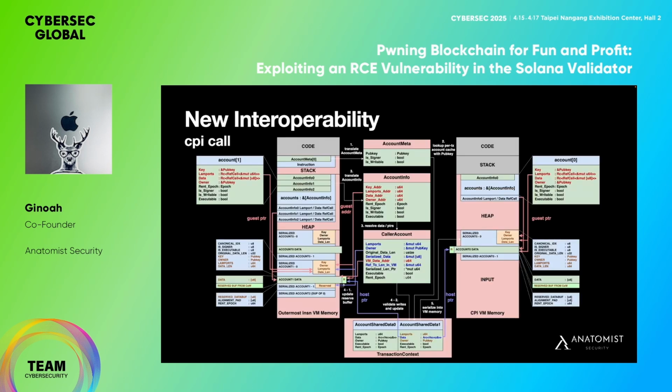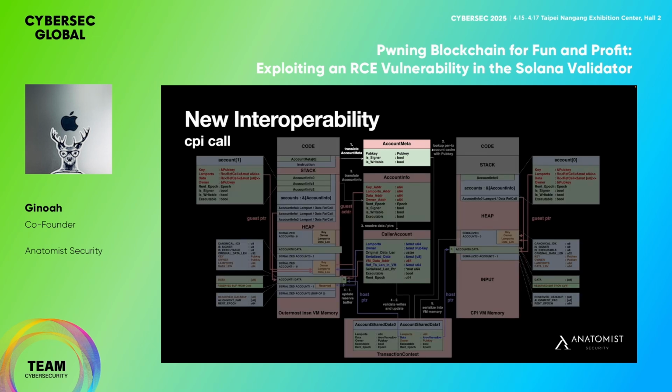With data writes handled, the next thing to understand is how CPI works in the new design. The CPI code is quite similar to the original design, but we don't need to copy the entire account data anymore since it's now directly mapped. Most of the process remains unchanged. First, we retrieve the metadata of the account involved in the CPI instruction, and then we look up the corresponding account share data from the transaction context. Then we translate the guest address in account info into a host pointer to construct the caller account.